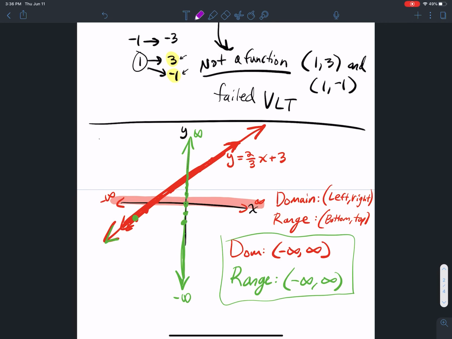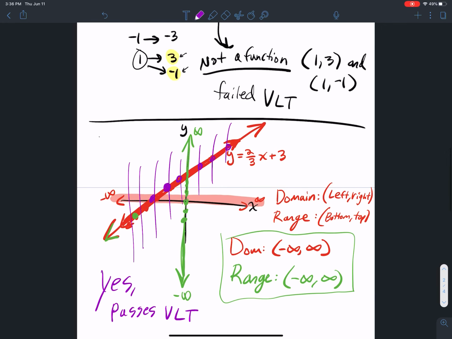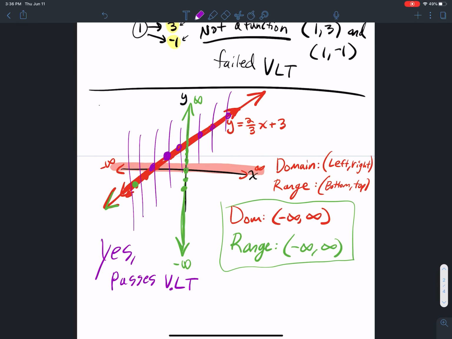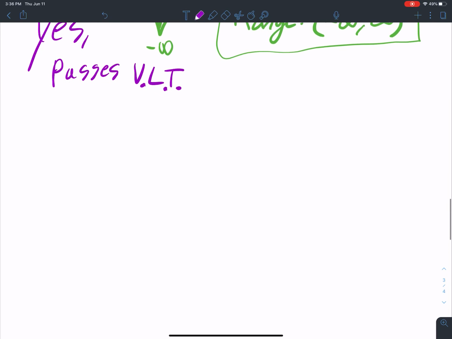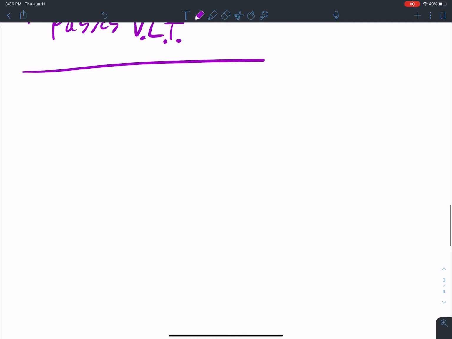Well, does it pass the vertical line test? Every vertical line I draw, how many times does it pass through the line? Looks like it only passes through it one time. So yes, passes vertical line test. Okay, yes, passes the vertical line test. So if you don't want to write out vertical line test, you can write out VLT. Okay? So lines are functions unless they're vertical lines.